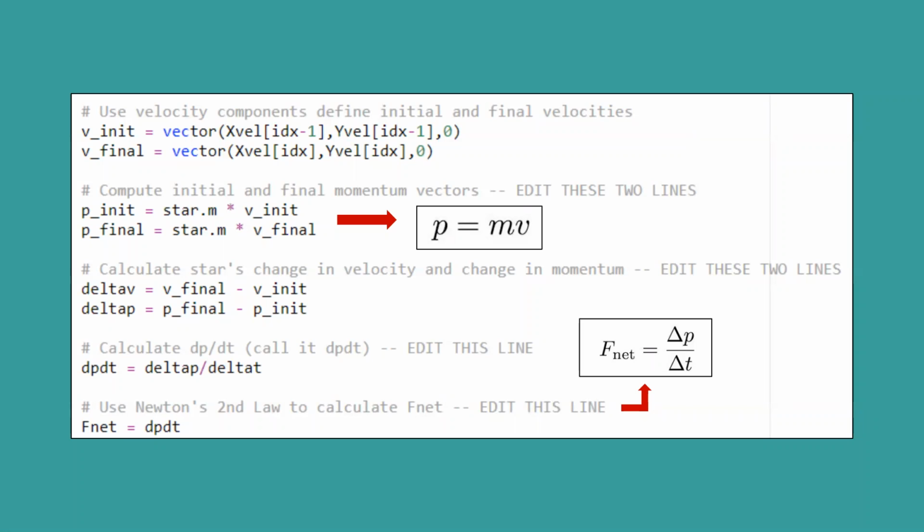At each data point on the star's trajectory, we do the following. First, we record the initial and final velocity. Then, we use the momentum equation to find the initial and final momentum. Using the results, we calculate the change in momentum, which we divide by the change in time to find the net force. The value for the change in time is said to be the equivalent of 1 day in seconds.